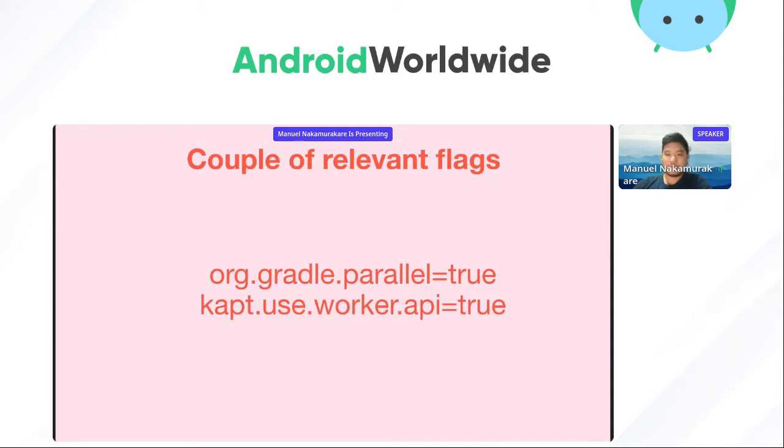These are a couple of flags that are relevant in case you can start parallelizing. The first one allows you to parallelize the compilation of Gradle modules, and the second one allows you to parallelize kapt task execution.